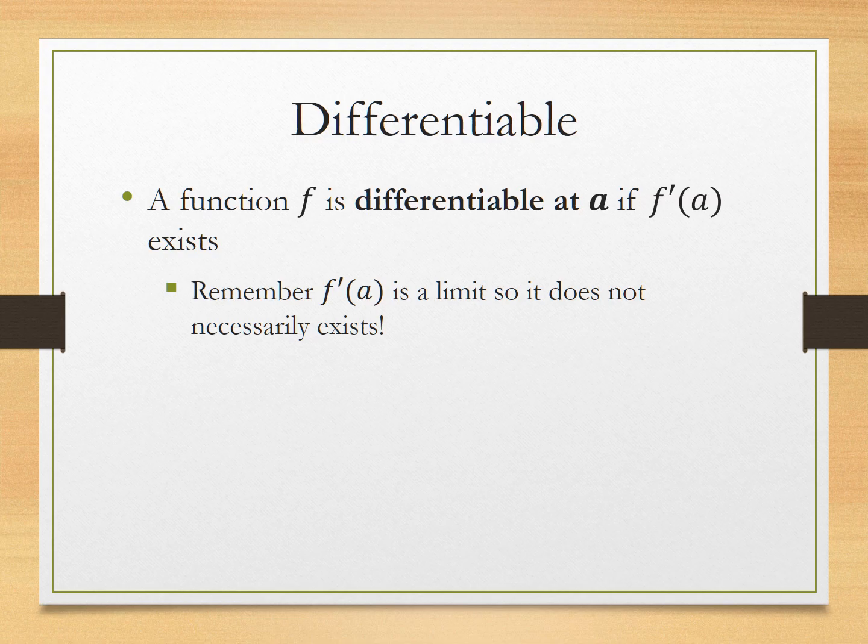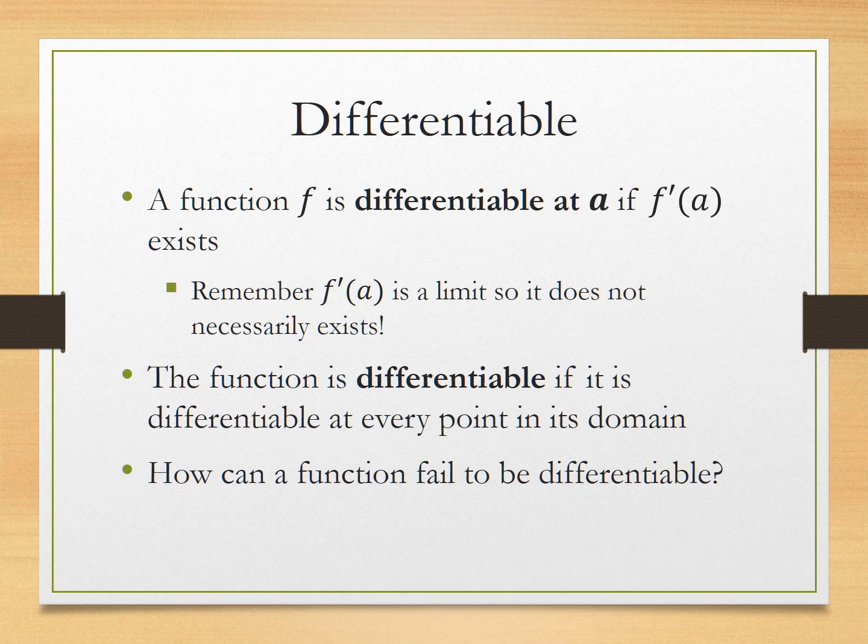Since the derivative is a limit, it does not necessarily exist. As we have seen last time, limits do not exist if the trend from the left does not equal the trend from the right. So there are cases where the limit does not exist. And since the derivative is a limit, that means it's possible for a derivative not to exist. A function f is differentiable at a point a if the derivative exists at that point.